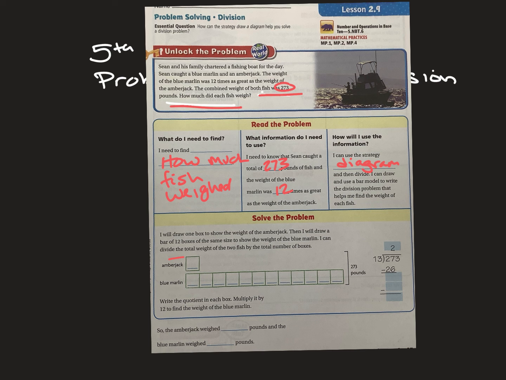We subtract for the leftover. Bring down the 3. 13 times what number gets me 13? Ooh, 13 times 1 does that. That's easy, with no remainder. So 21. Each of these is 21. And on and on. Write each quotient in each box and multiply it by 12 to find the weight of the blue marlin. So the amberjack weighed 21 pounds. That one was easy.